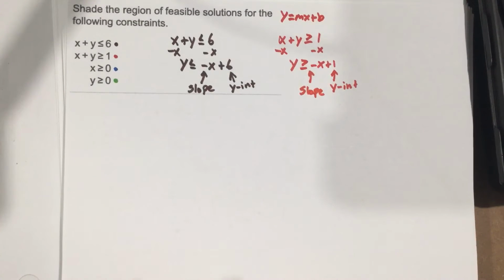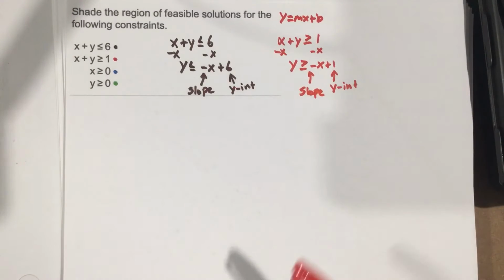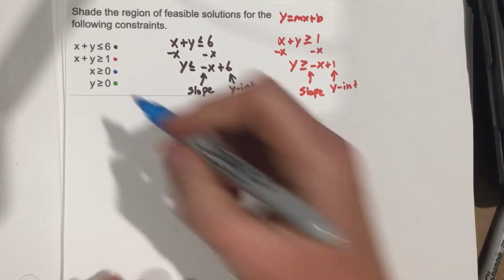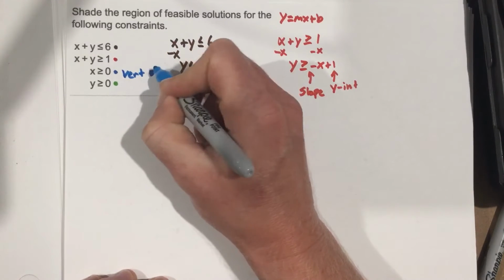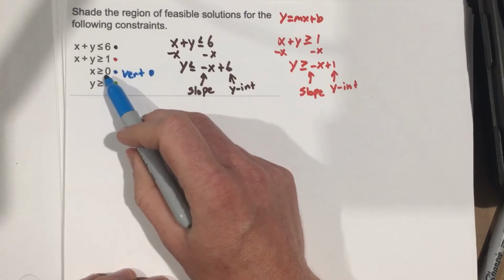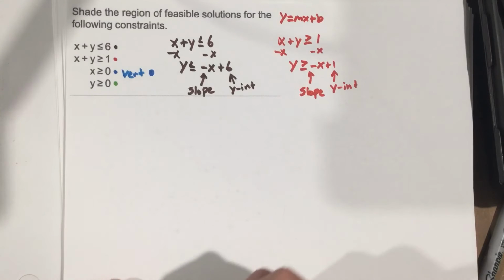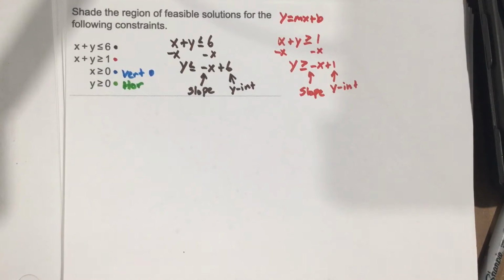Now the other 2 inequalities are pretty easy to graph because x greater than or equal to 0, that's a vertical line. So I'm just going to write that here. This is vertical, a vertical line at x equals 0. And this is a horizontal line at y equals 0. Okay, I think we're ready to graph.